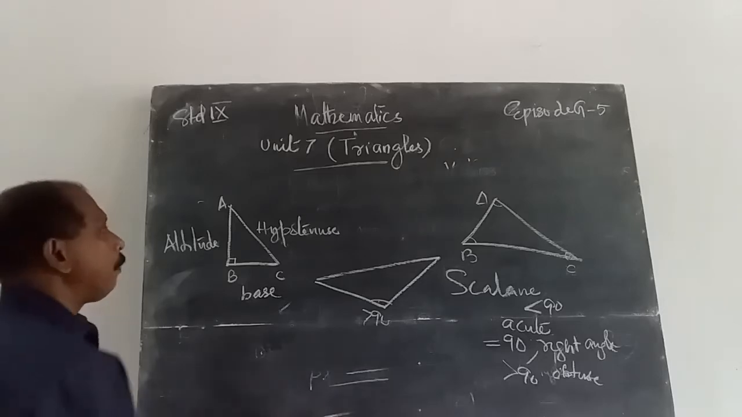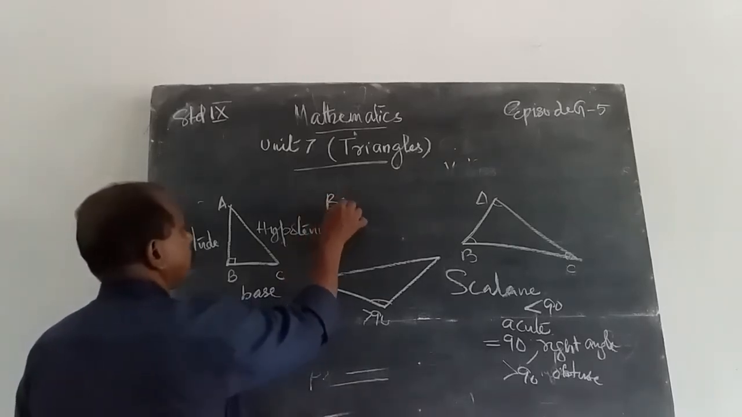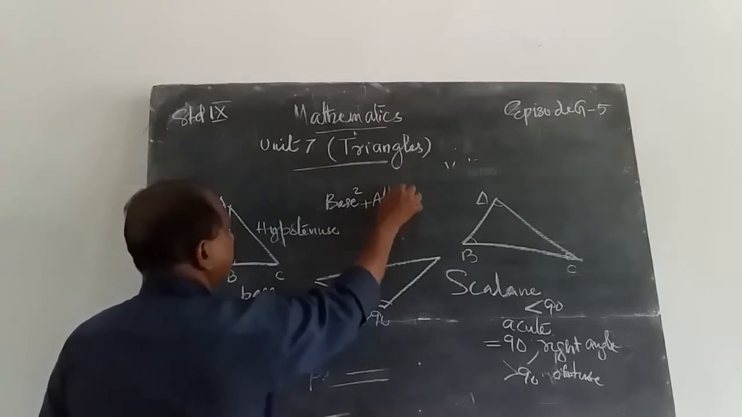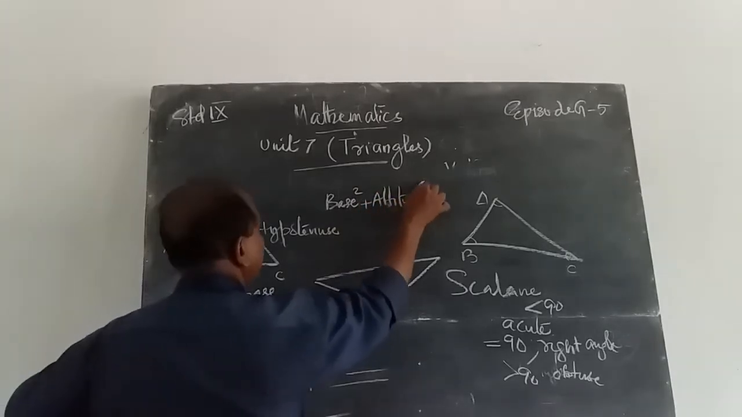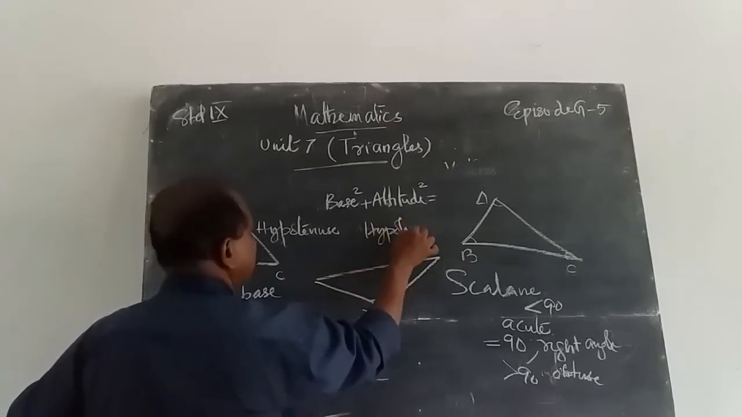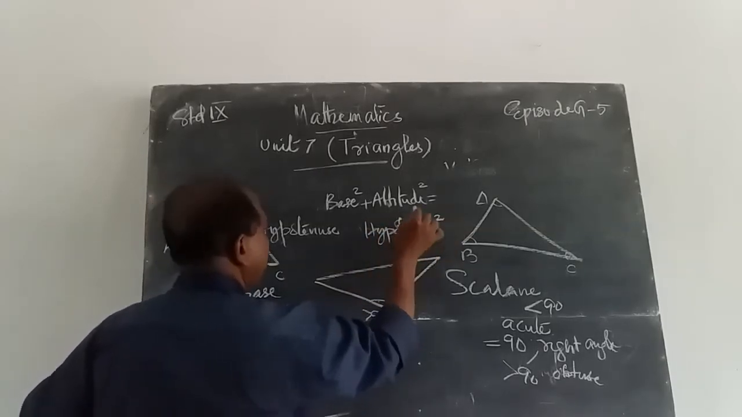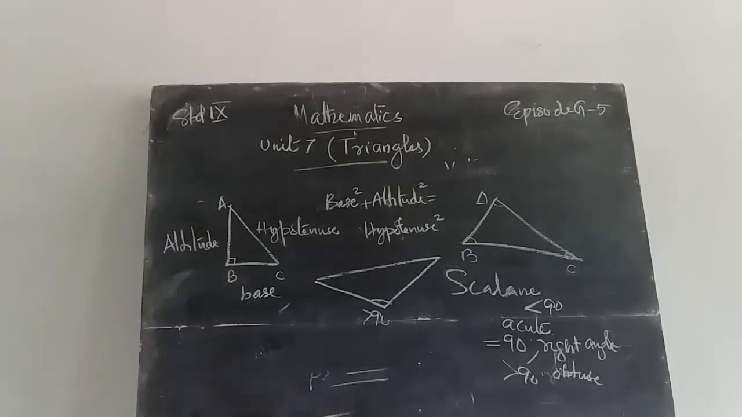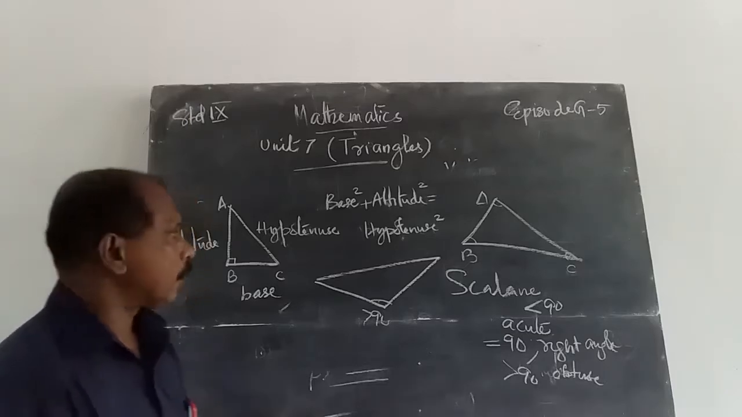What is it? Base square plus altitude square is equal to what? Hypotenuse square. This is the relation between the three sides. The relation is known as Pythagoras theorem or Pythagorean relation.